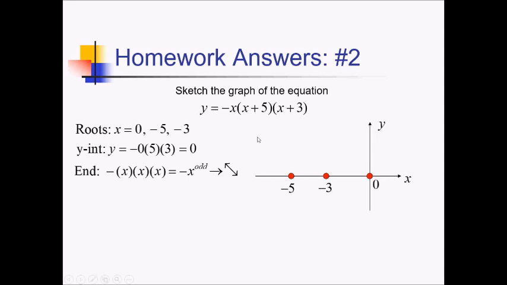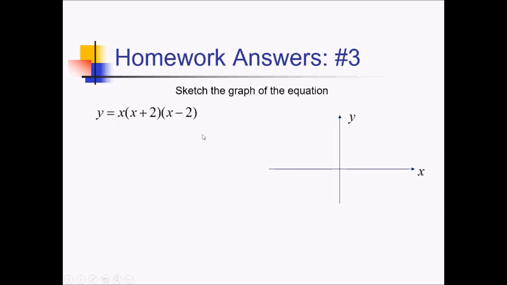For the root behavior, all these factors are single power, so these are all single roots through which we are going to cross without doing anything else fancy. Starting above the x-axis then, we cross through -5, go back down, cross again through -3, cross through the origin, and we end below the x-axis where our end behavior predicted we would.